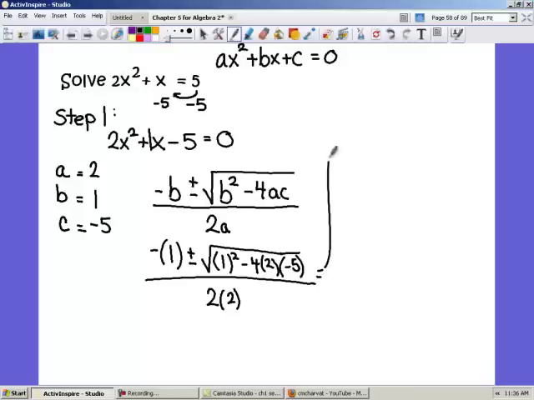All right, I'm actually going to go up here to work on this. We have negative 1 out in front, plus or minus. Let's simplify all of this underneath the square root sign. So we know that 1 squared is 1. We have 1 minus 4 times 2, which is 8. 8 times negative 5 is negative 40. And then on bottom we have 2 times 2, which is 4.